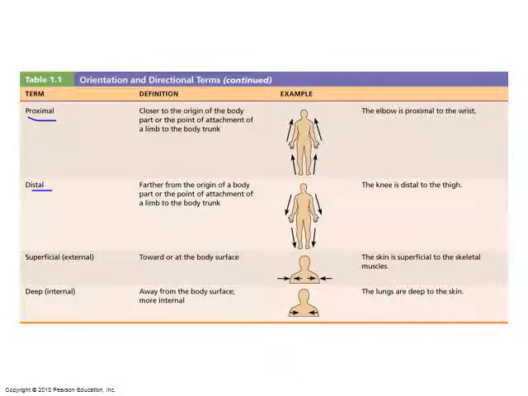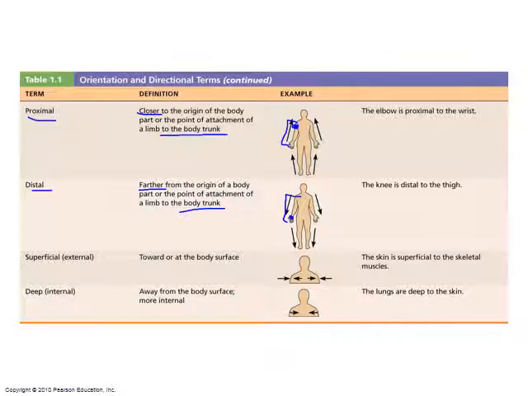Proximal versus distal have to do with the body trunk. So closer to the trunk is proximal, farther from the trunk is distal. So this part right here, if I was just going to look at the arm, this part of the arm is proximal. And then go down here to this part. This part of the arm would be distal.